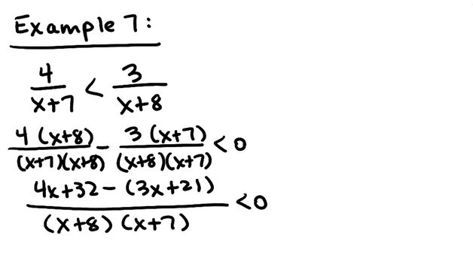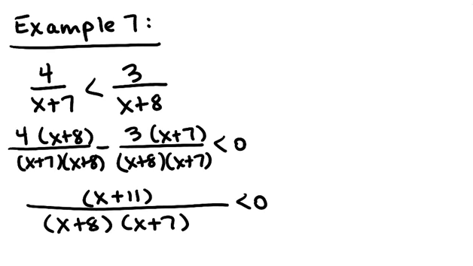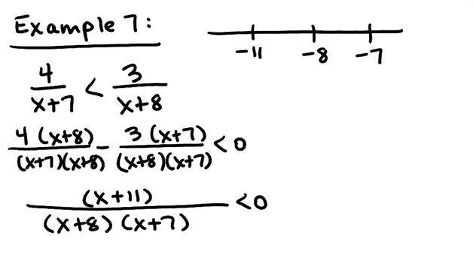All right, so I need to start combining like terms. I'm going to have 4x minus 3x is 1x. 32 minus 21 is 11. So I have x plus 11. And just like always, I'm going to make my number line. I'm going to put -11, -8, and -7. And so I'm just going to choose values like -20.